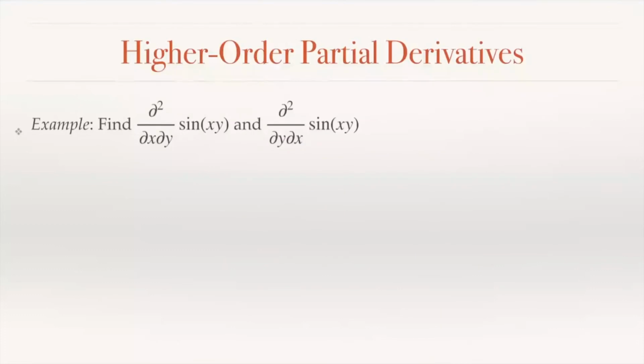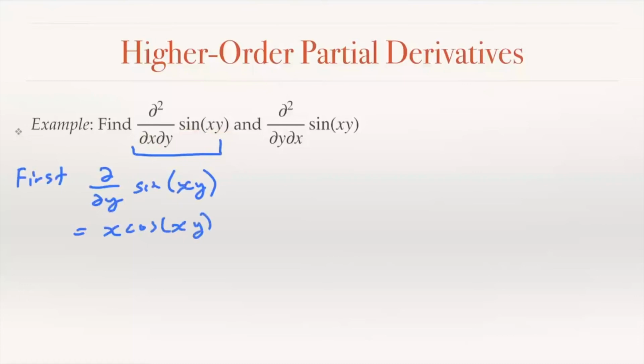And let's do a couple of examples of mixed partial derivatives. Let's take del squared del x del y of sine xy. Okay, so for that, first we would take del y of sine xy. And that is equal to x times cosine of xy, since x is constant, pulled out by the chain rule. And then we take del x of this guy.